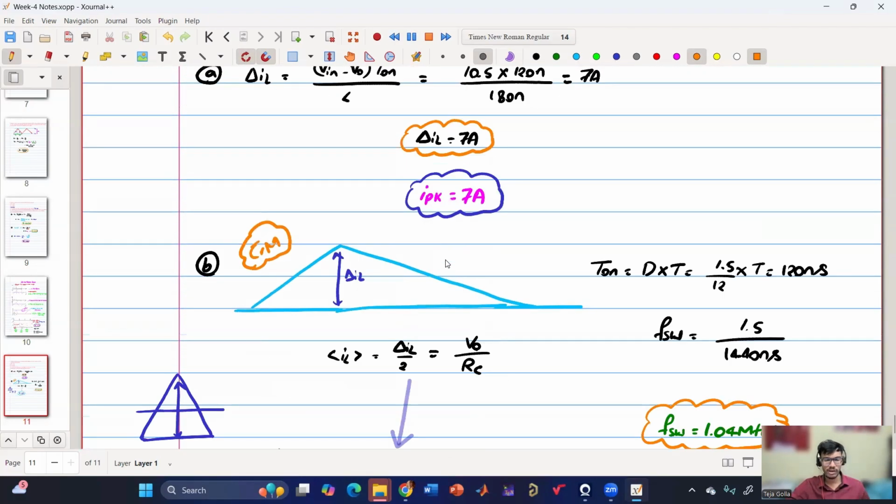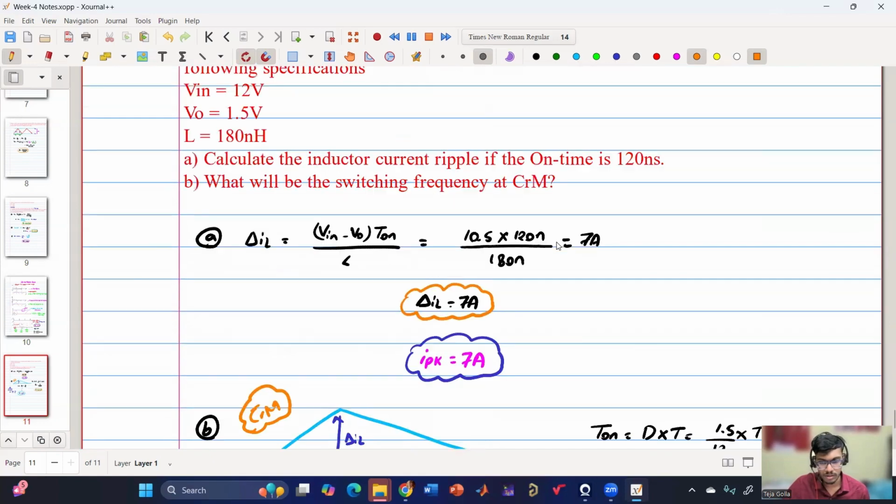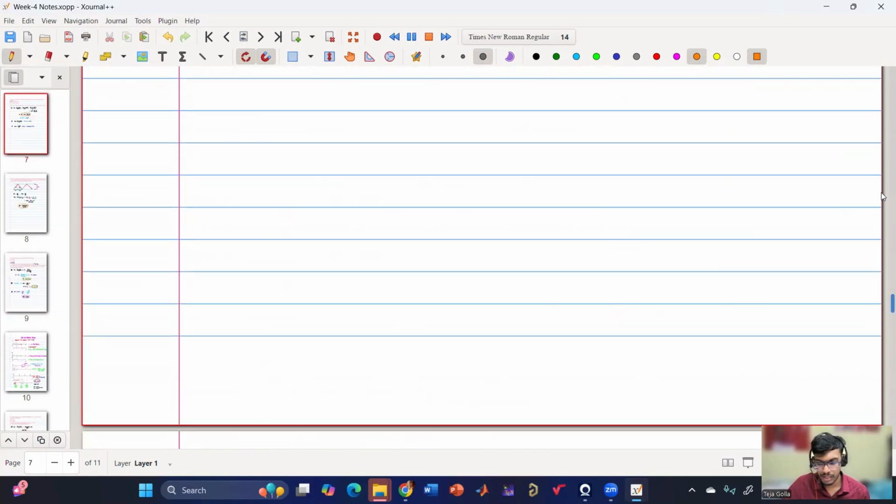So this is what I think we have discussed last week, CRM operation. So when this is the inductor current, the average current passes through the midpoint of the height, which is delta IL by 2, which is the average inductor current. So from here, we can get the critical resistance. So at this critical resistance, it is just CRM operation. Is that clear? Yes, sir. Clear now. Thank you.